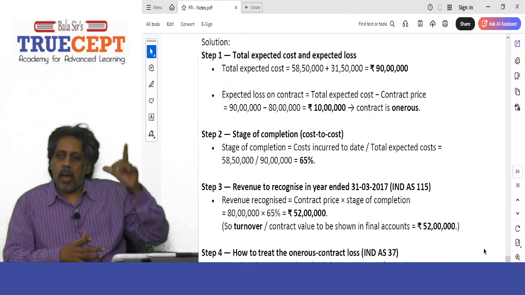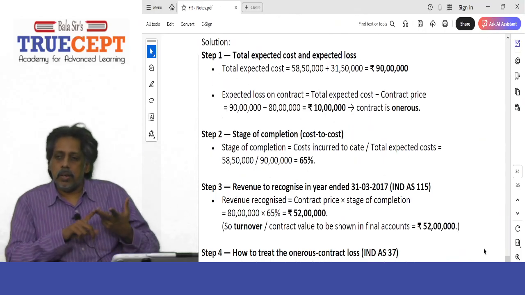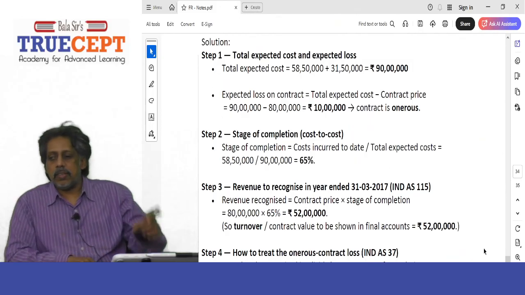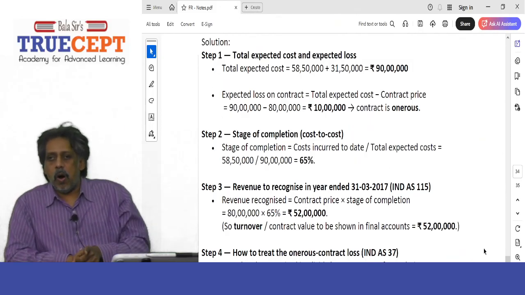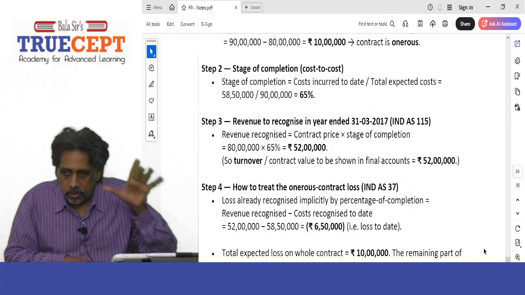So what is the contract revenue to be recognized? Very simple. You can apply this percentage on the contract price, or transaction price, which is rupees 80 lakh. On that you apply 65%. It is 52 lakh, the contract revenue or the turnover to be recognized in your profit and loss statement. Agreed.